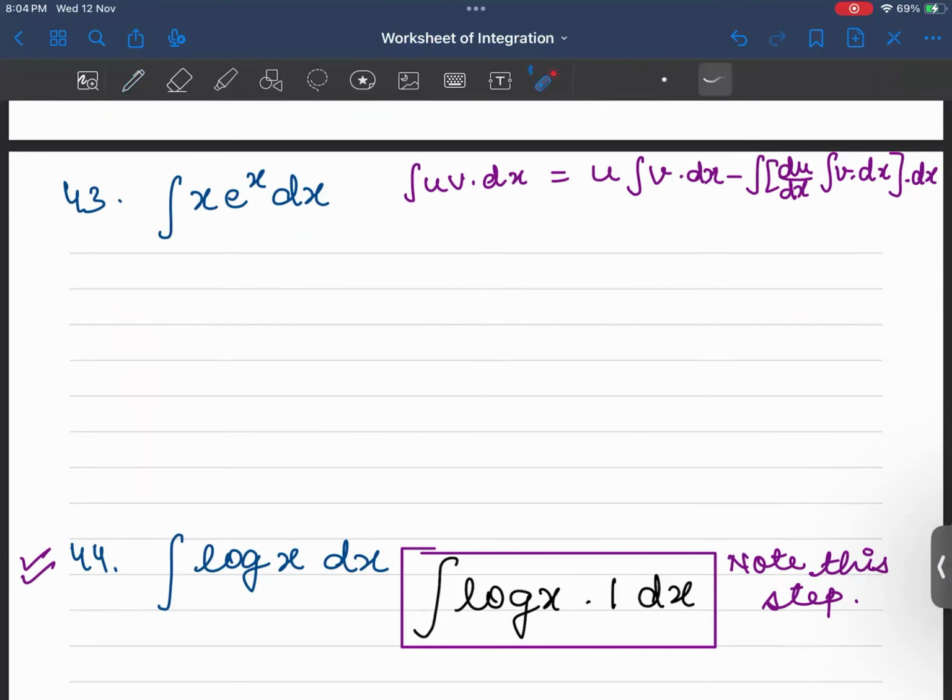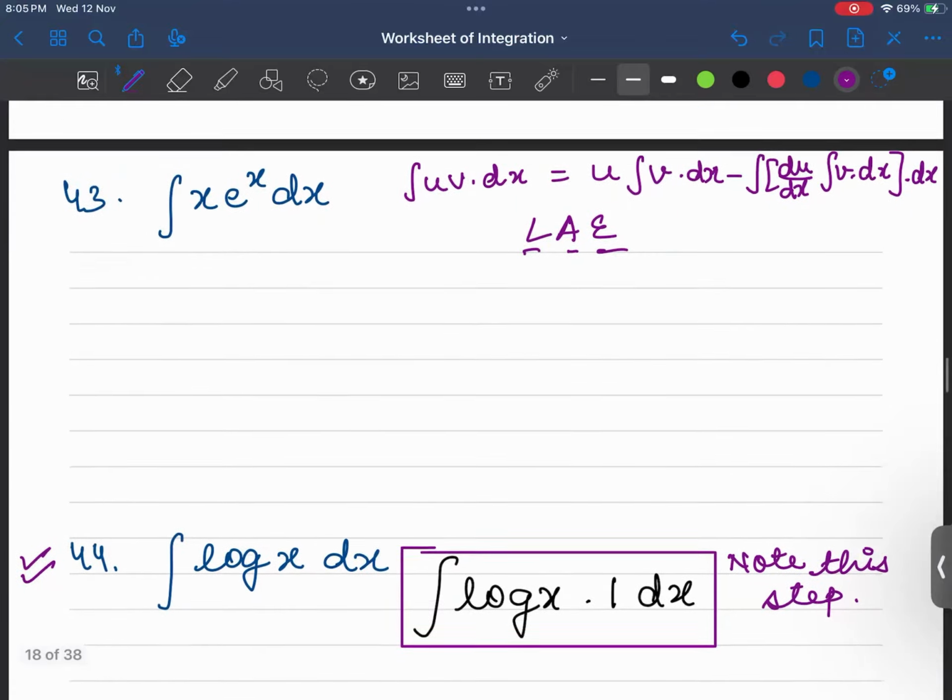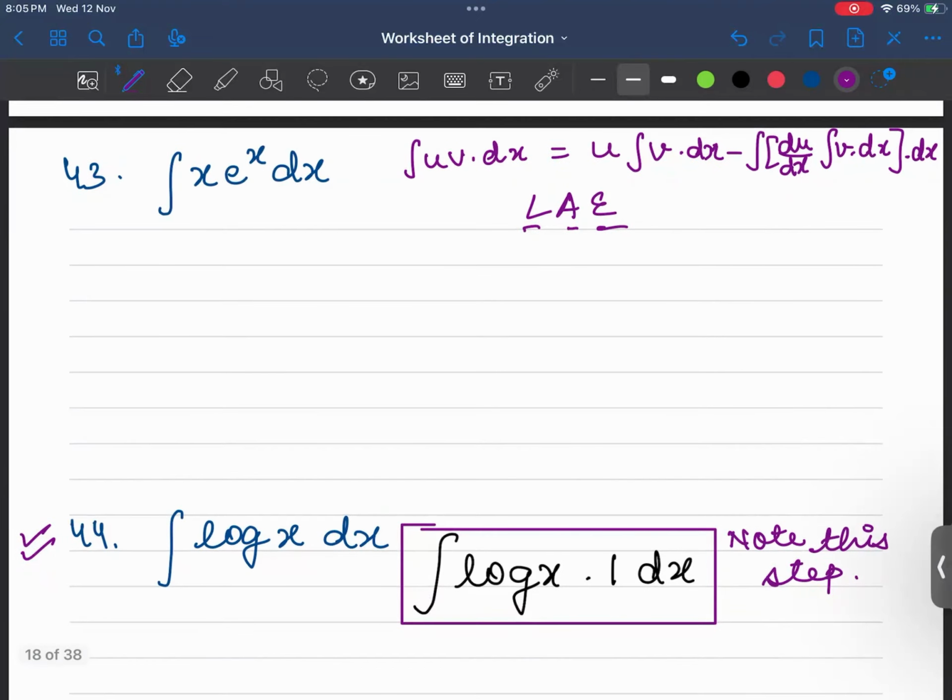Next question says x e^x. Now again we have to take a call. Which one would be my first function, the second function? As we know, LAE: logarithmic, algebraic and exponential. I think it's clear. Algebraic, which one is ours? x. And e is exponential. So what we will take? What would be my first function? Integrating by parts, I will take my first function as x. Right?